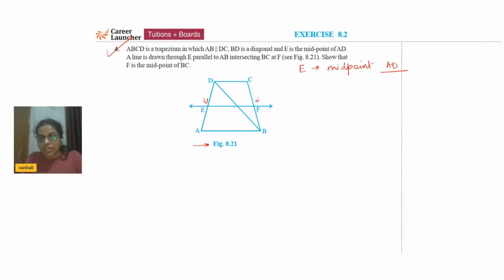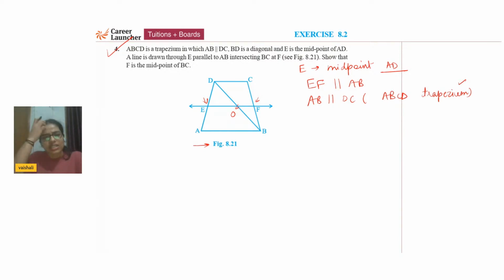As we can see, E is the midpoint of AD, nothing else is given to me. This is my point F. What if I assume this point as O? Okay, we have named it O. A line is drawn parallel to AB through E. So it means EF is parallel to AB, because I'm drawing a line through E which is parallel to AB, and it intersects BC at F. And I know AB is parallel to DC because ABCD is a trapezium, right? Because ABCD is a trapezium, it's automatically given that AB is parallel to DC.